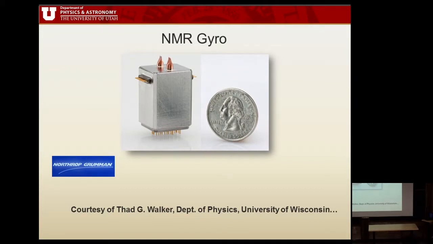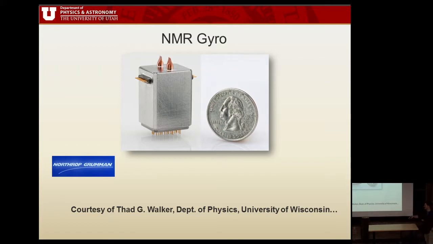NMR Gyro. So this is an interesting one. This is my colleague Thad Walker at Wisconsin. And these fly in all sorts of defense satellites. And they are the way the satellites stay oriented in space. And it's an optically pumped and polarized pair of xenon isotopes. So there's a little laser in there. Actually, they're just going to lasers now. They actually have a little resonance lamp in there. It doesn't even emit coherent light that optically pumps rubidium, polarizes both xenon 129 and xenon 131.